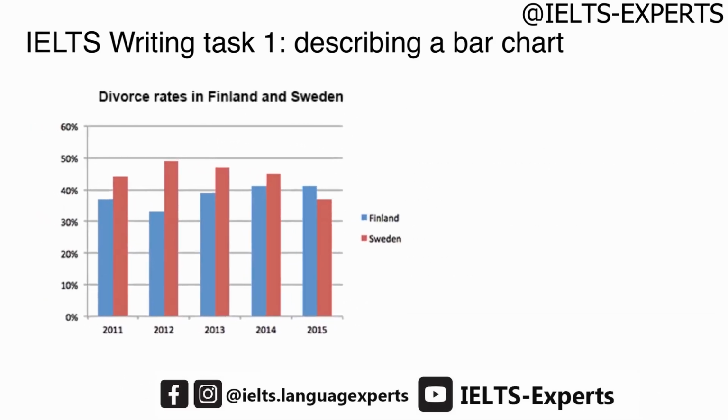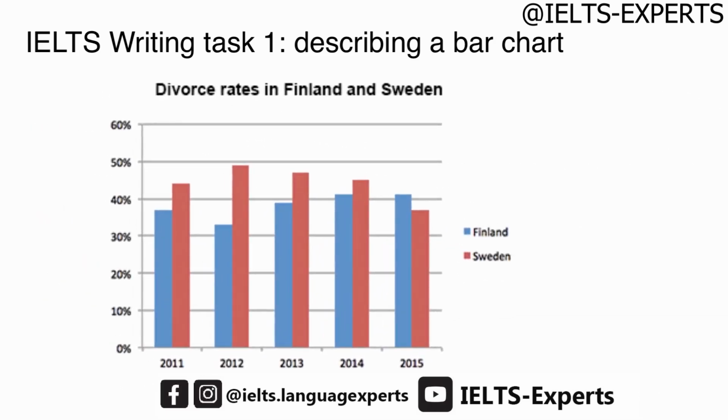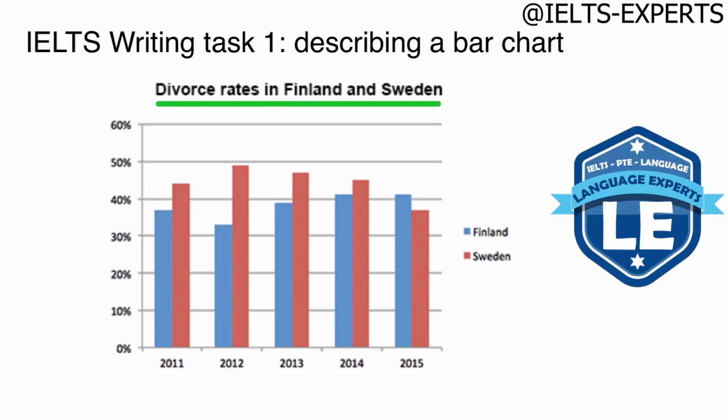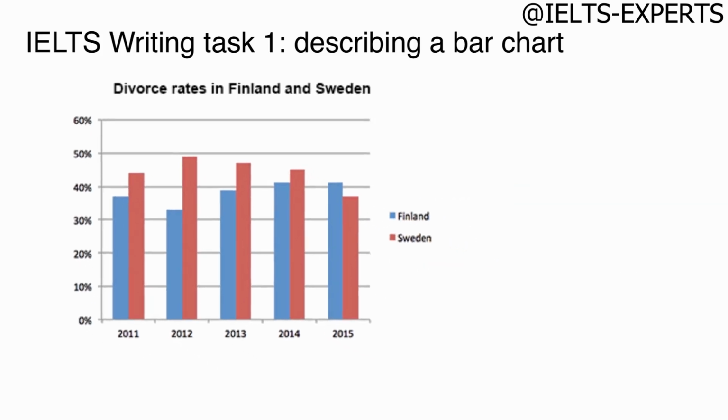Now let's look at the bar chart. What can we see? The name of our chart is Divorce Rates in Finland and Sweden. Down the vertical axis, we have the percentages, and along the horizontal axis, we have the years. Also, we can see that the information is provided for two countries. We've got Finland in blue and Sweden in red. That is our bar chart.